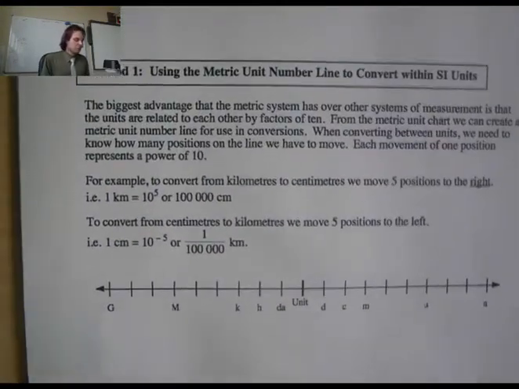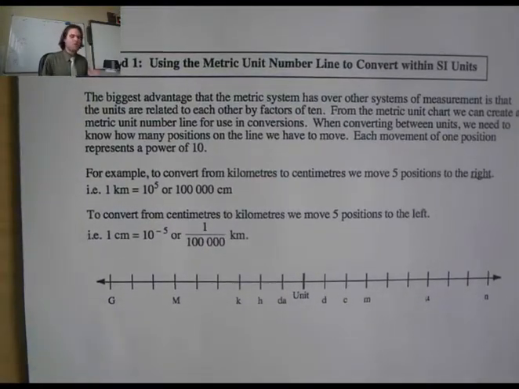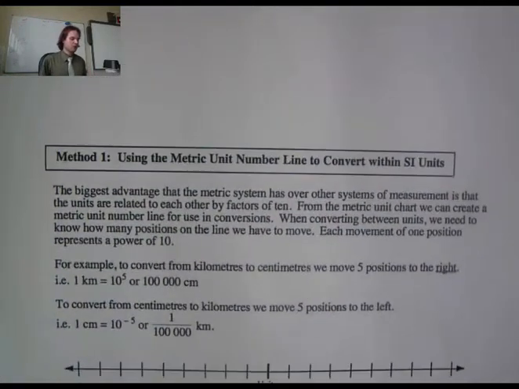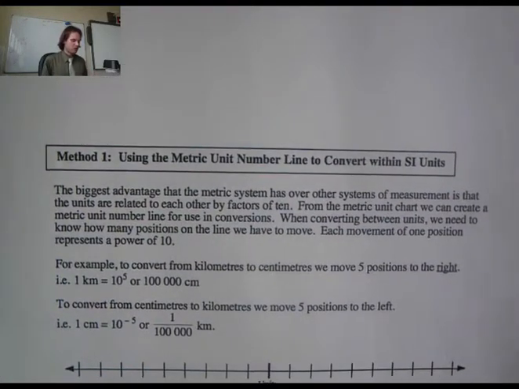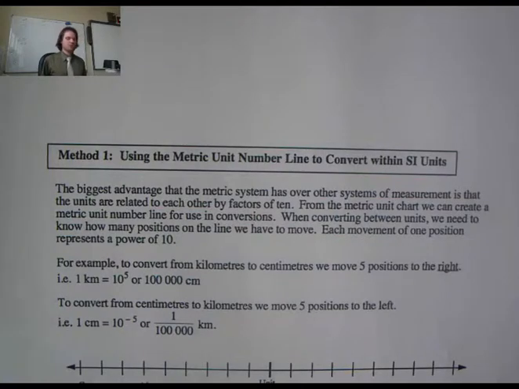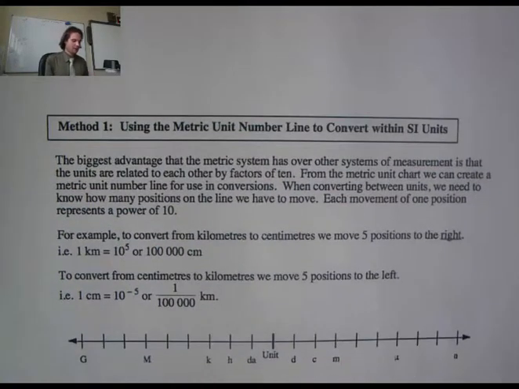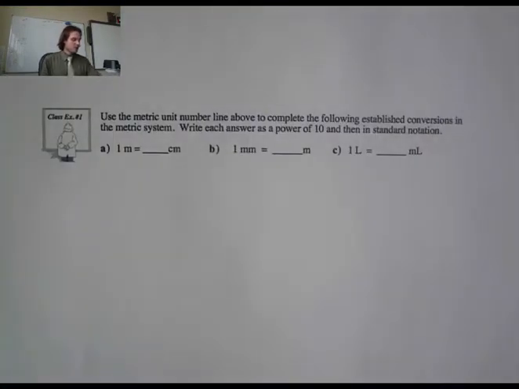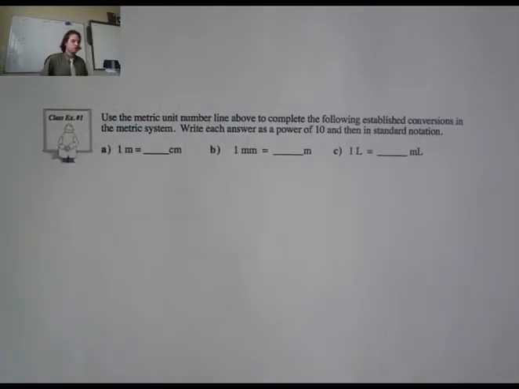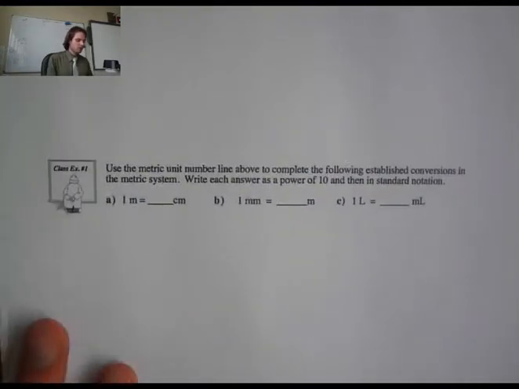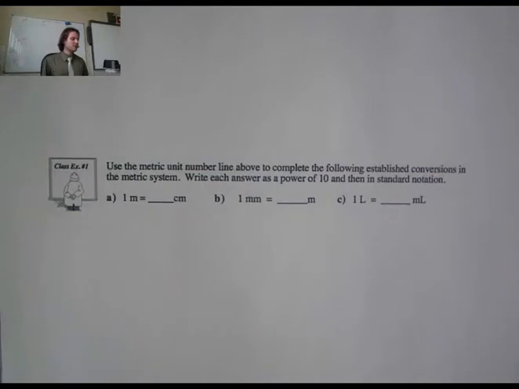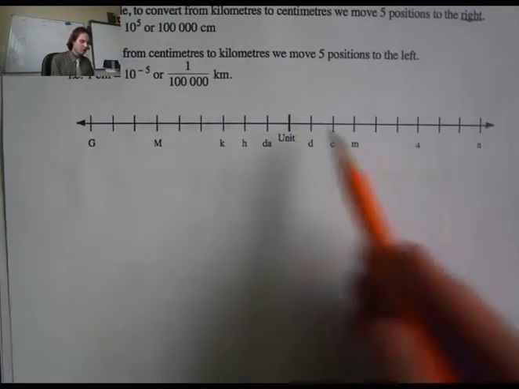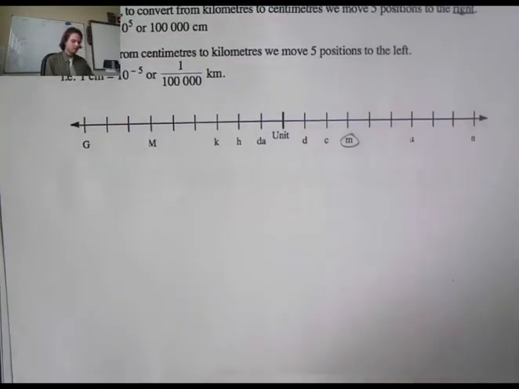All right. So we're going to look over a few different methods on how to use the SI and convert metric. One of the biggest advantages of the metric system is everything's on a decimal system. So it's how many units away. So the first one here, we're going to use the metric number above to complete the following for each of these. So 1 meter is equal to, well, if I have this here, there's a meter.